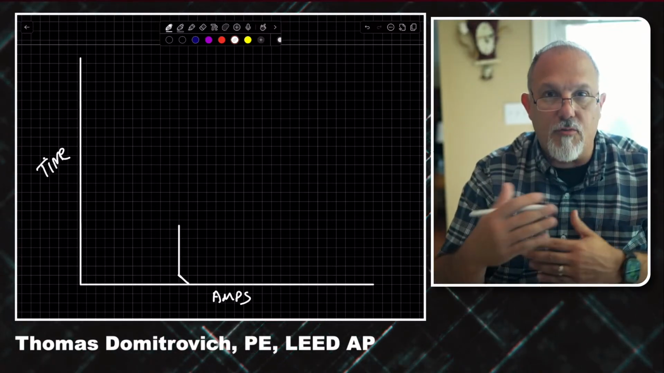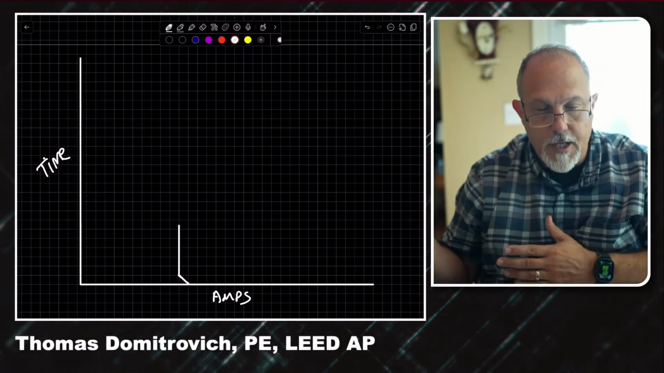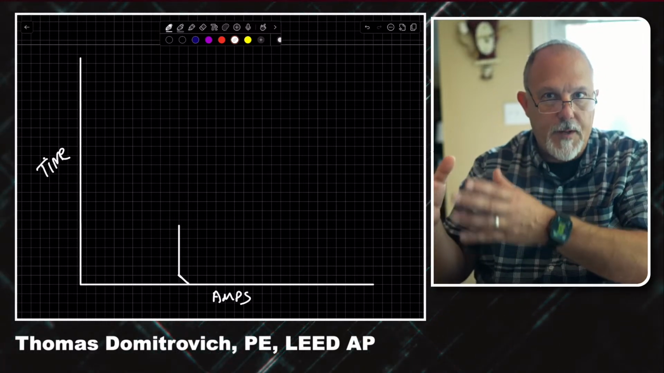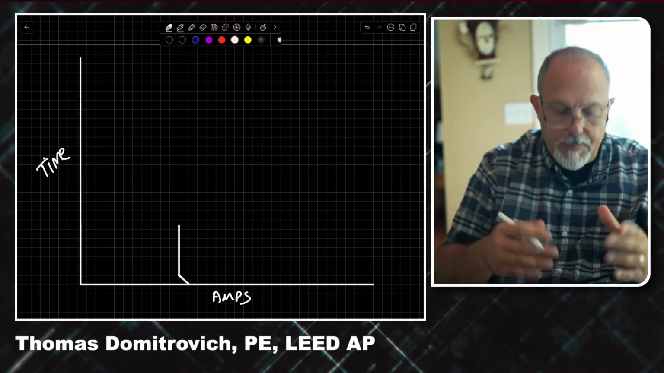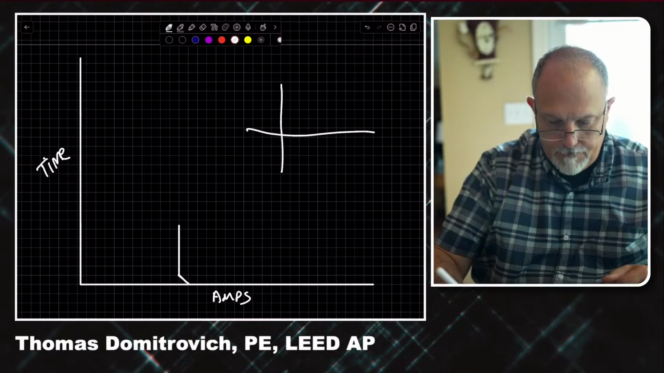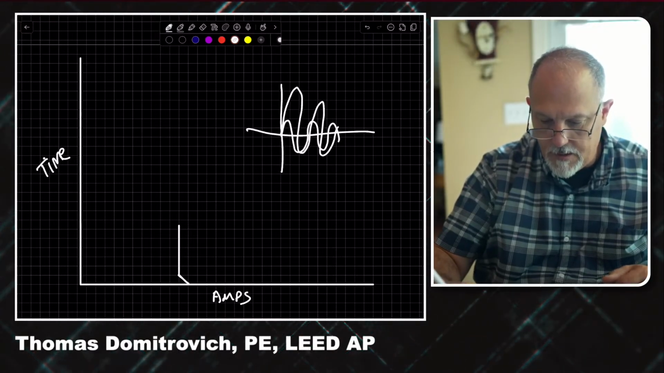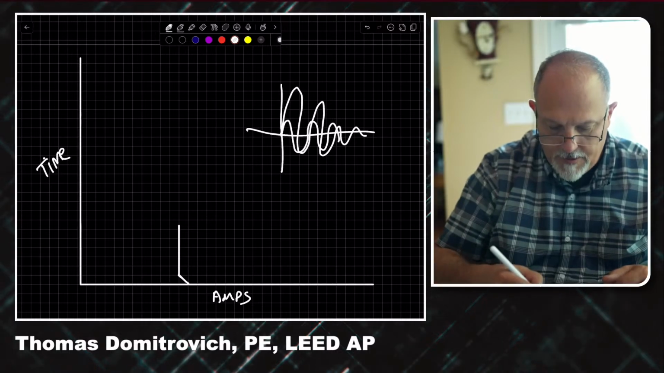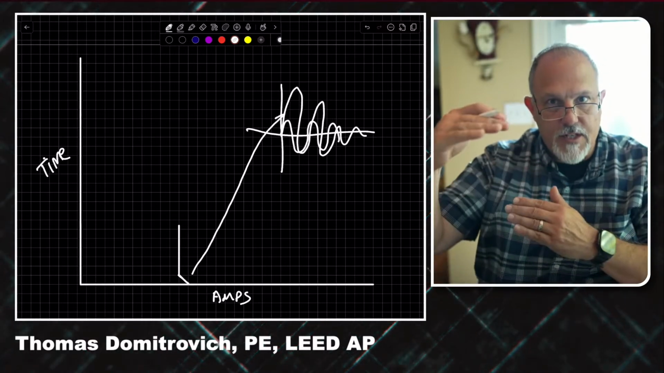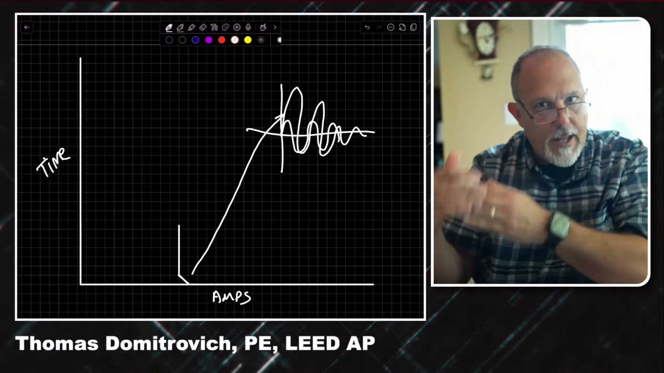That might be critical depending upon your overcurrent protective device upstream. You may wonder, why am I tripping my circuit breaker? It could be because of that asymmetrical current. This is symmetrical, this is asymmetrical. That first half cycle or so, RMS-wise, is going to be a little bit higher.